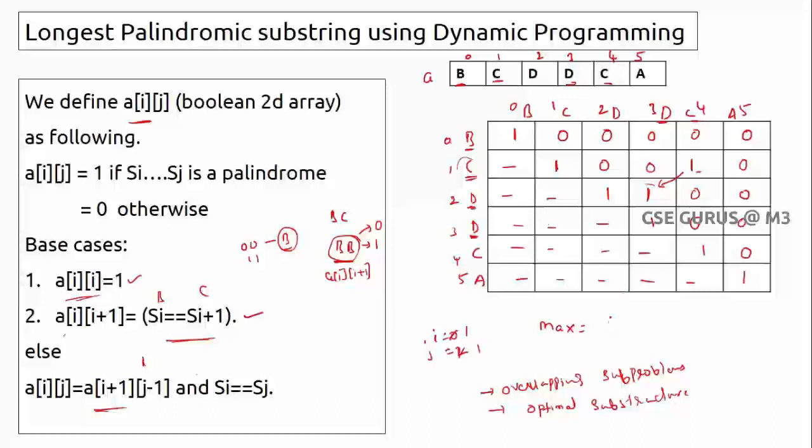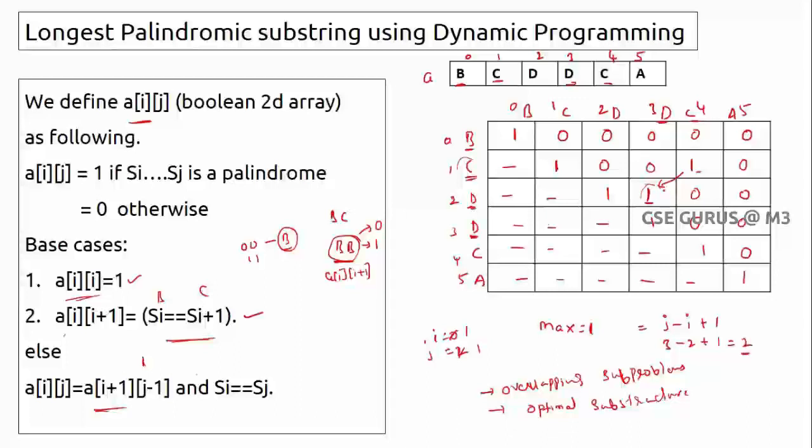Initially you are getting 1 here, so max is 1. Now where the value is updating, here you got the 1. Now you check what is i value, what is j value. So max is equal to j minus i plus 1. Remember this formula: j minus i plus 1. In this case, what is the j value? 3. What is i value? 2. So 3 minus 2 plus 1, which is 2.